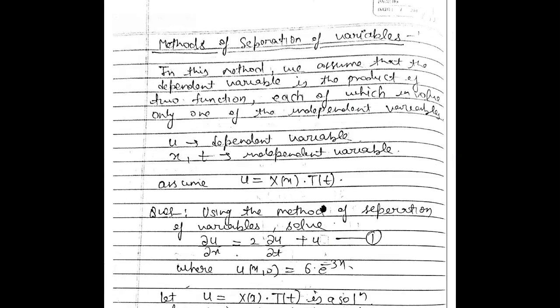Using the method of separation of variables, solve del u by del x is equal to 2 del u upon del t plus u, right? So this is your first order PDE. We can see that the order is 1 here. To solve this PDE by the method of separation, first let u is equal to X into T. We will use the same procedure in each and every question. So guys, learn carefully. Let u is equal to X into T.